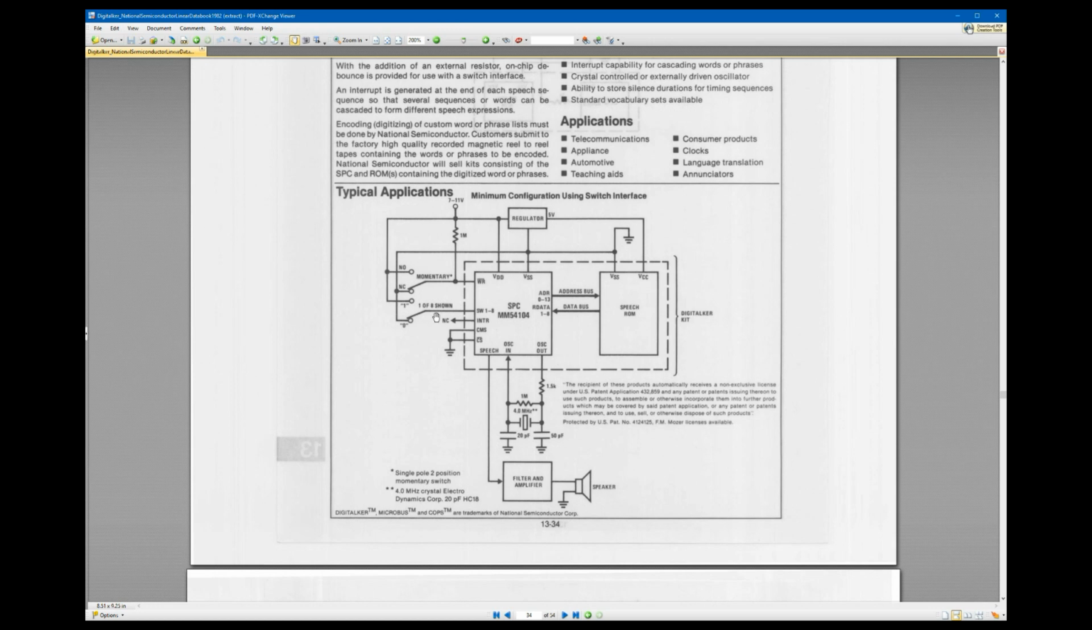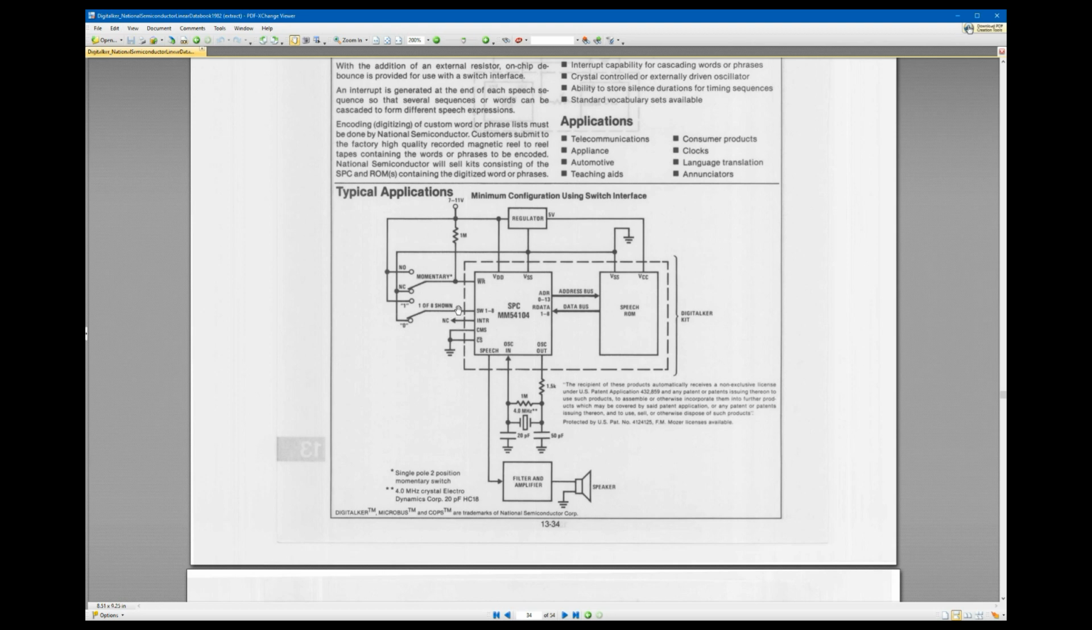So here's a picture of how the speech synthesizer would typically be used. You've got 8 bits of input go in to select the word. That gives you 256 possible words. Now, it's usually not the case that the ROM includes 256 words because the ROM is just not that big. So usually there seems to be about 100 to 150 or so.